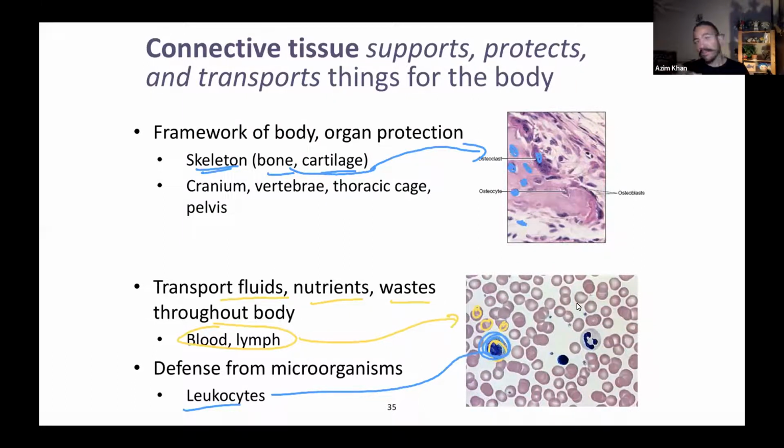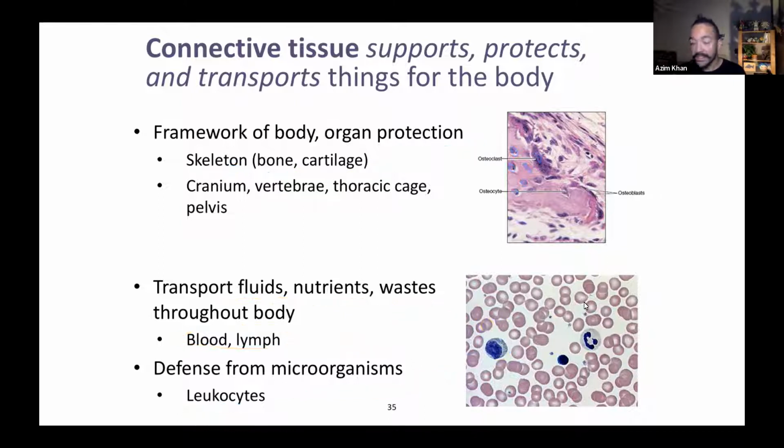So while we think of connective tissue traditionally as something that holds your body together, like how tendons hold muscles to bone, and that is one really important thing that connective tissues can do, there's clearly a whole host of other things that connective tissues can do. They can transport, they can defend, they can provide a framework. They do a lot to help support the body in different ways.